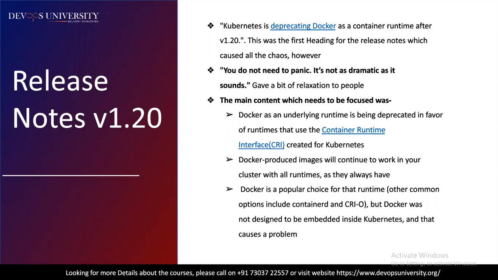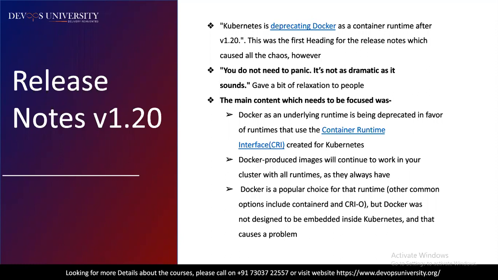So what does it mean? Does it mean we are not going to use Docker images in the Kubernetes cluster? No, obviously not. We are going to use Docker images. It will not affect the Docker images that we are using in our cluster as runtime. Everything would be on the same pace as it was before. Only the runtime interface has been changed.